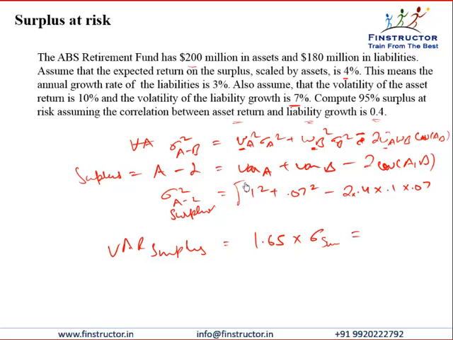So please note, for the absolute value of the variances, we'll have to multiply 1 square with the value of 200, similarly 0.07 square with the value of 180, minus 0.1 into 200 into 180. So this will give us the dollar value of the variance of the surplus.